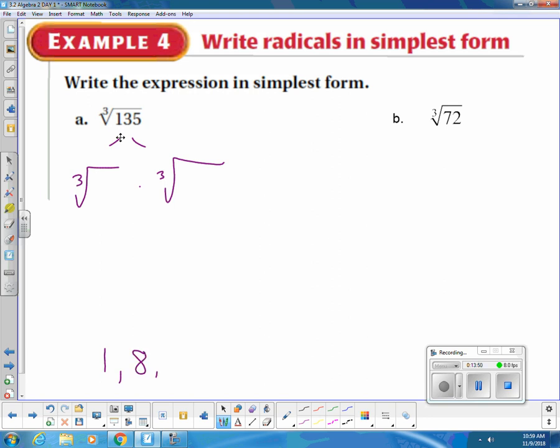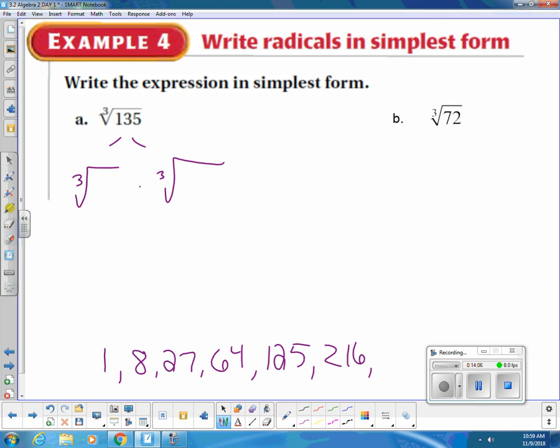2 to the 3rd is 8. 3 to the 3rd, 27. 4 to the 3rd, 64. 5 to the 3rd, 125. 6 to the 3rd, 216. And that's probably big enough because we're already over 135.